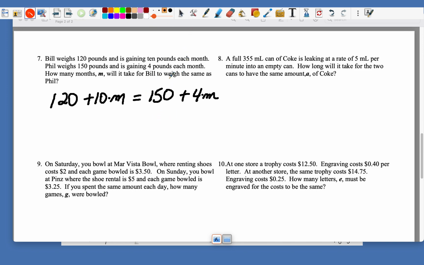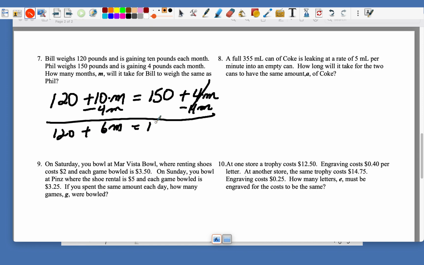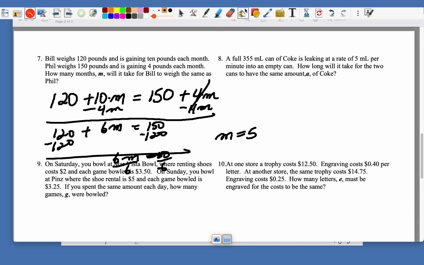Well, hopefully not too far down the line. Let's do minus 4M on both sides. That's 6M, so 120 plus 6M equals 150. Minus 120 on both sides. 6M equals 30. Divide both sides by 6. And in 5 months, both Bill and Phil will have the same weight.